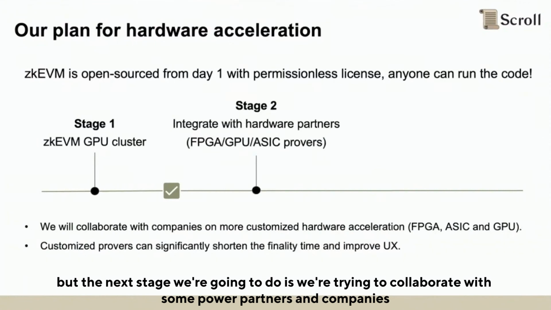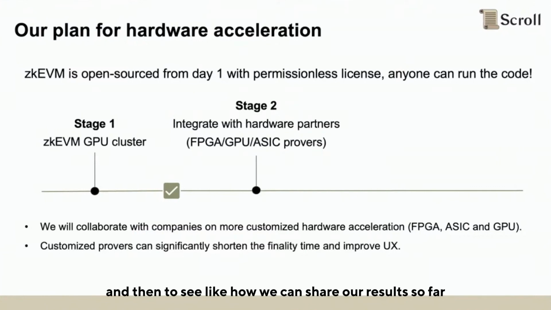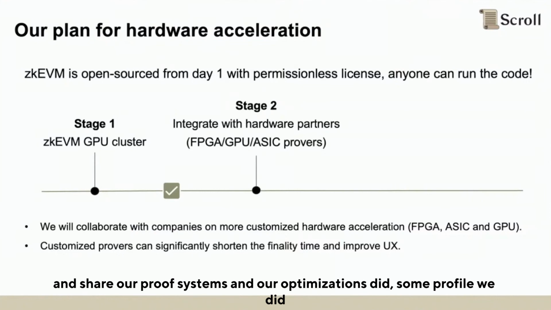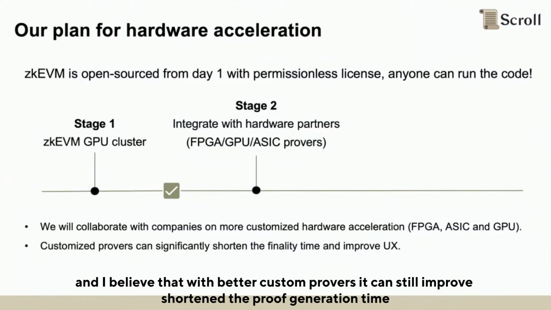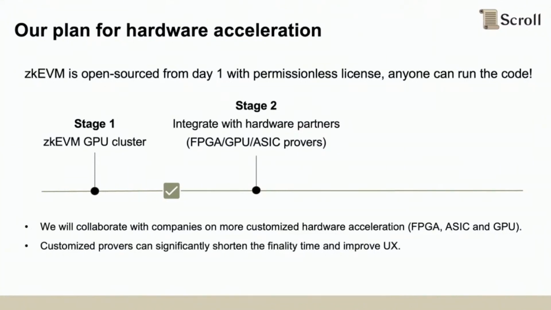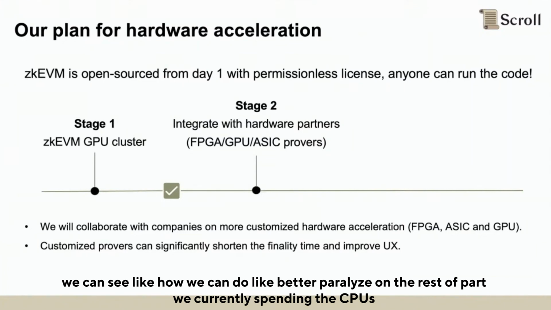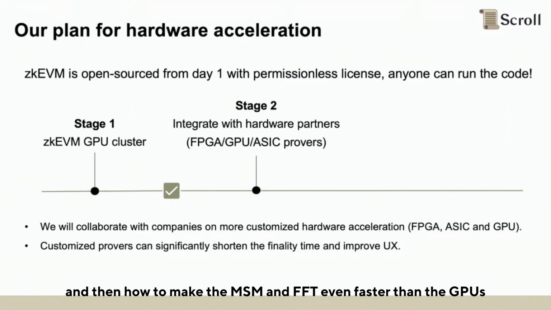In the next stage, we're going to collaborate with some hardware partners and companies, to see how we can share our results so far, our proof systems, and the profiling we did, and work with them to build better customized hardware accelerators. I believe that with better custom provers, you can still shorten the proof generation time, by parallelizing better the rest of the part we currently spend on CPUs, and making the MSM and FFT even faster than on GPUs.